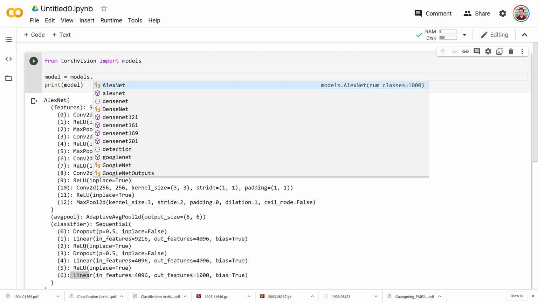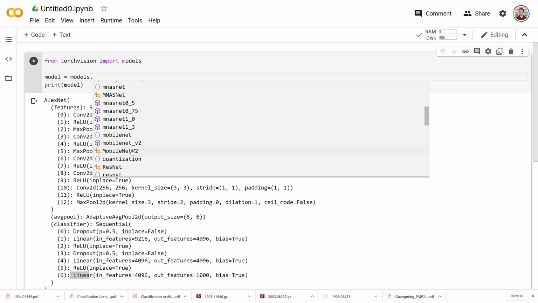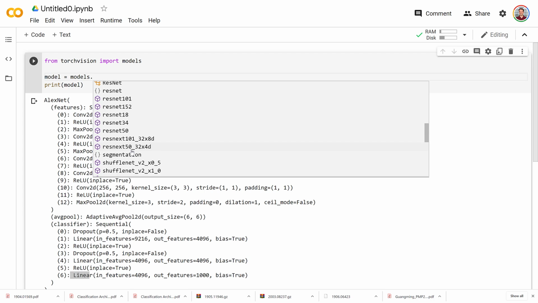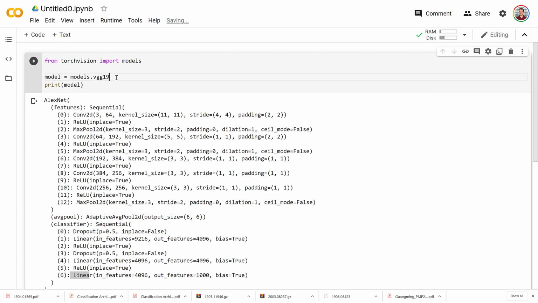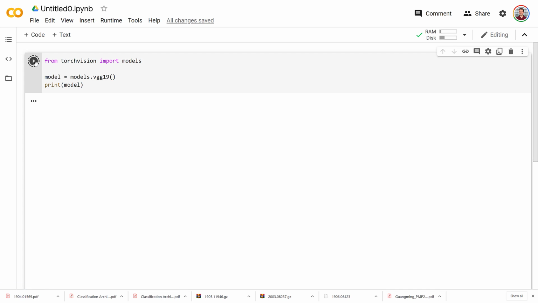All right, let's see what other models we have here. DenseNet, multiple DenseNets, GoogLeNet. So quite a number of networks to choose from. Which one do we like? Let's do VGG 19 or maybe VGG 16, something that is used in the style transfer project. All right, just see what happens.